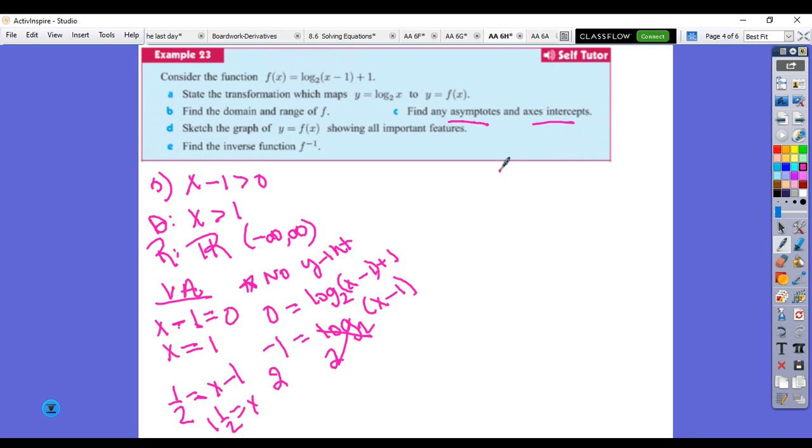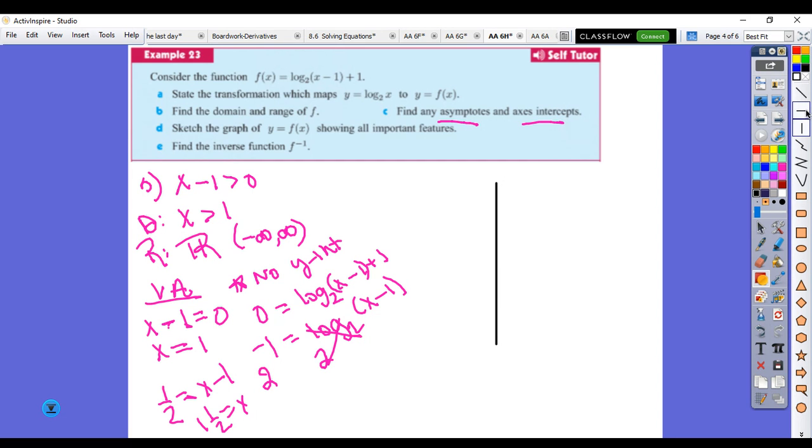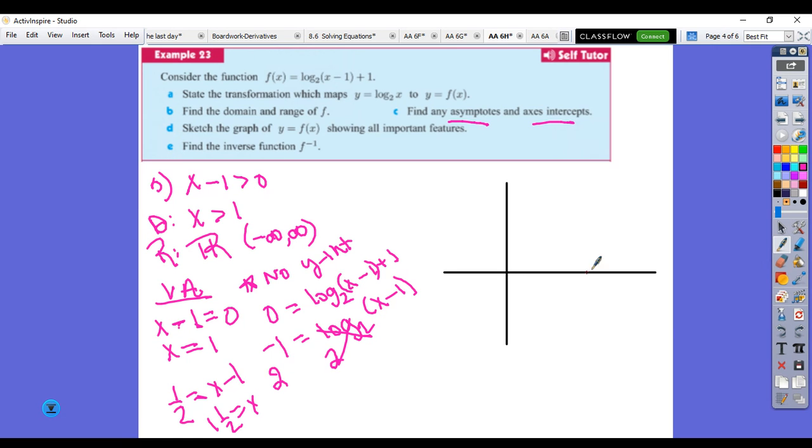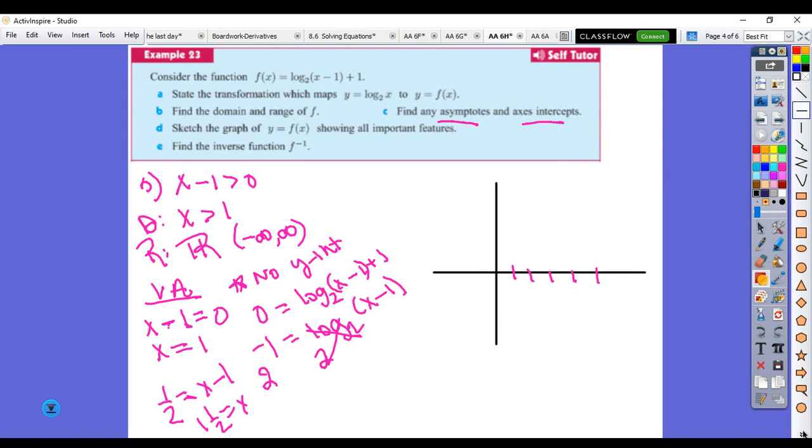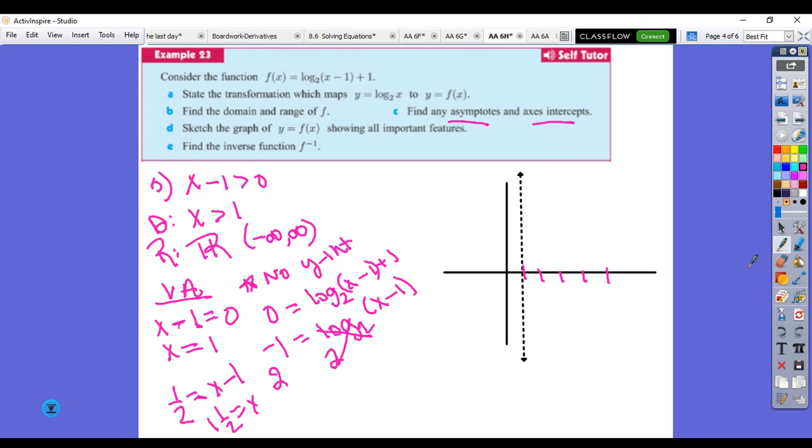All right, so sketch the graph. That's a bad graph. All right, so the first thing I want to incorporate is my vertical asymptote is at 1. We can put our x-intercept at 3/2, 1.5.